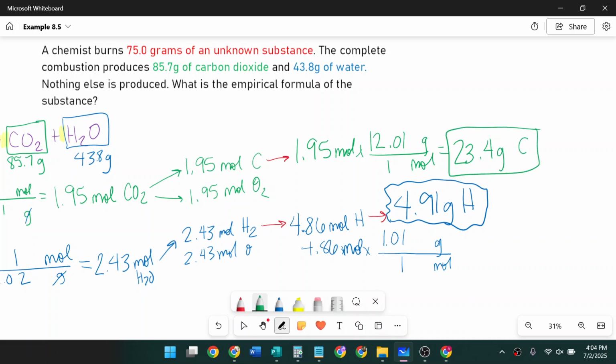So we know how much hydrogen is in that original substance, and we know how much carbon is in that original substance. And because of the conservation of mass, we know that if we add those 2 gram amounts, we can find out if carbon and hydrogen are the only 2 in there, or if we also have to account for some of the oxygen being in there too. So let's go ahead and add those 2 numbers.